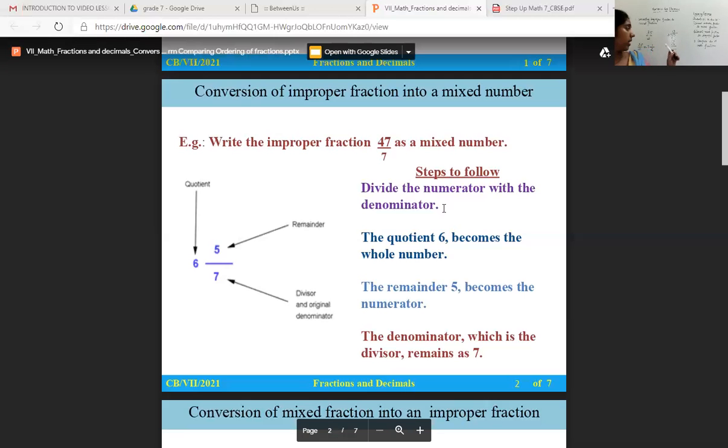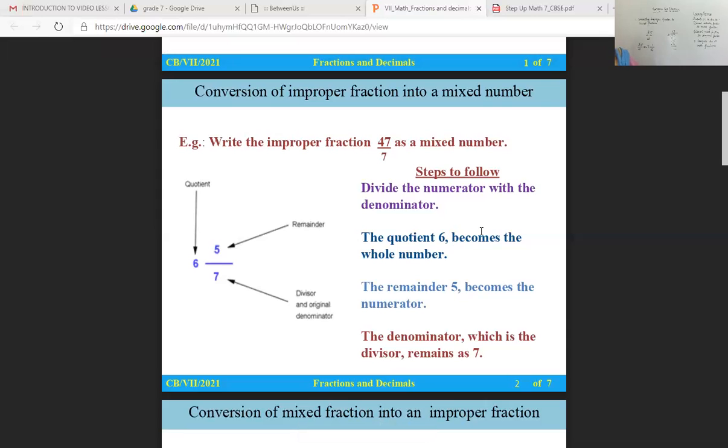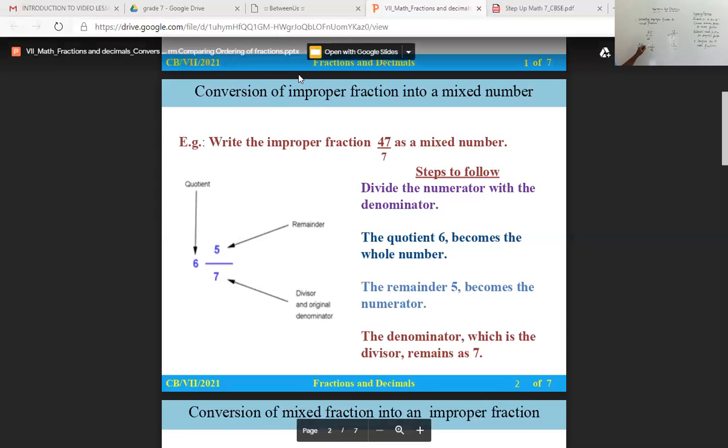So that's what they are saying. Here we have written: divide the numerator by the denominator. Yes, we have divided the numerator. The quotient 6 becomes the whole number. So the quotient is our whole number. And the remainder 5 becomes our numerator for the proper fraction.